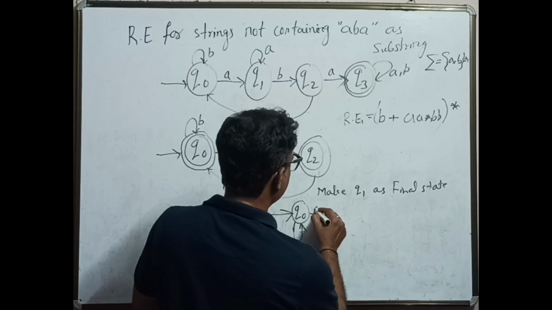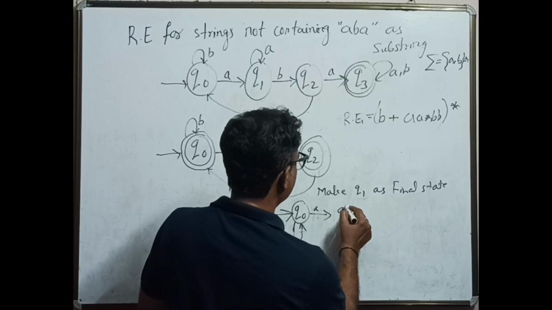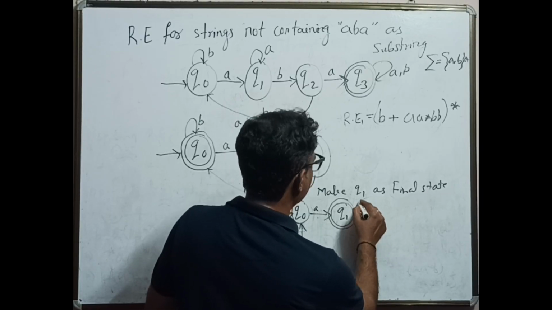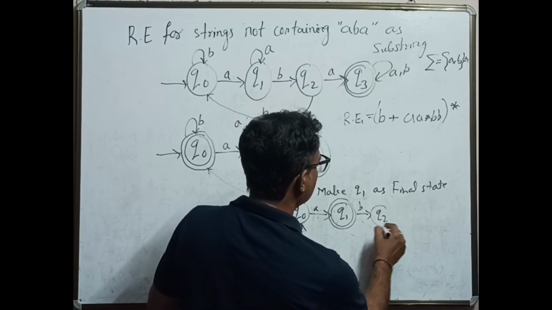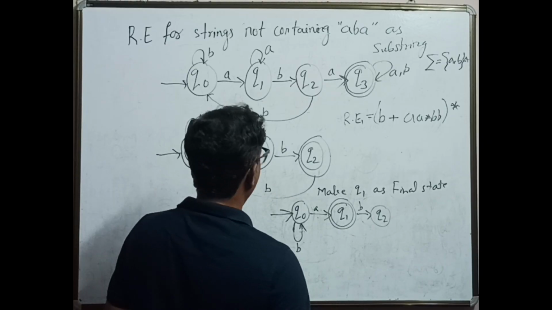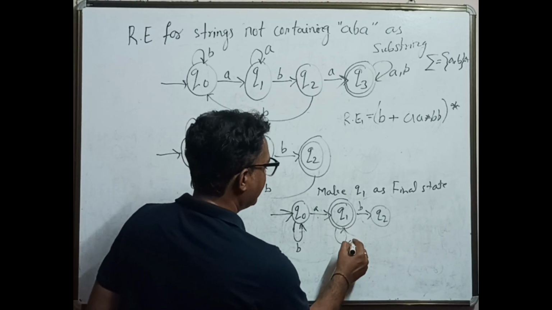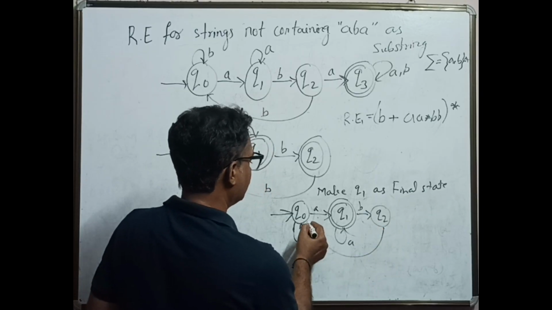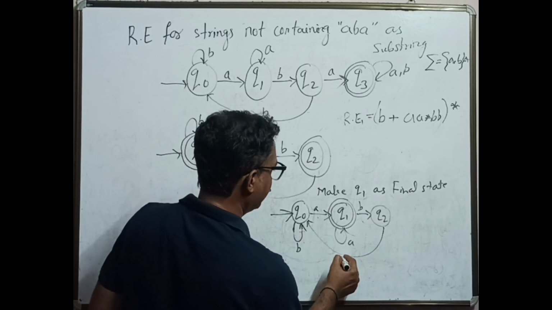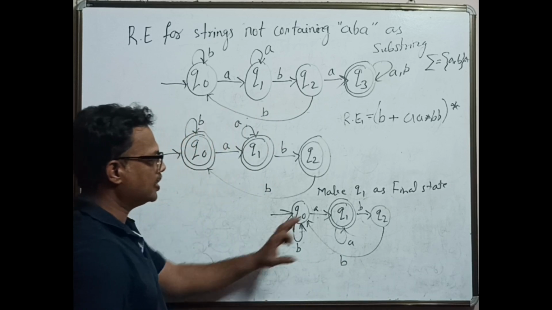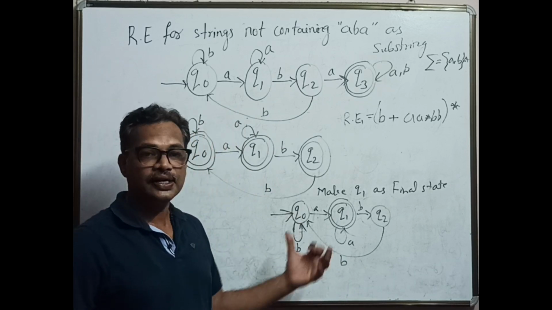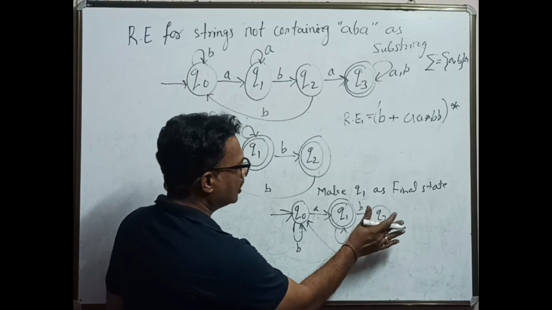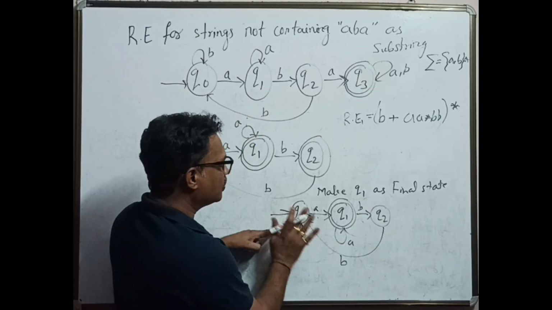Next, on A, it moves on to Q1. Now Q1 is the final state for us, and upon B, it moves to Q2. Q2 is a normal state for us. Now same thing, A, and from here we have a B transition, and this is our modified finite automata. Now this is the initial state, we cannot remove this.